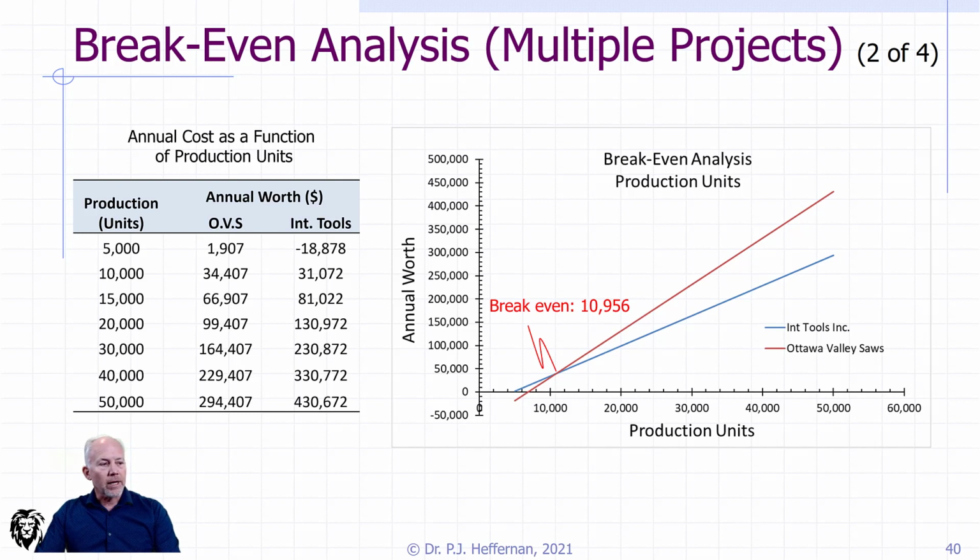When we look at it, we can do a little bit of calculation, a little bit of interpolation. The break-even point, so our break-even analysis, is just under 11,000 units. Basically what that says is, with the parameters as identified, if we get growth that sees production go beyond 11,000 units per year, Ottawa Valley Saws is going to be preferred. However, if we stay below 11,000 units per year, it's actually preferred that we go with the International Tools offer.